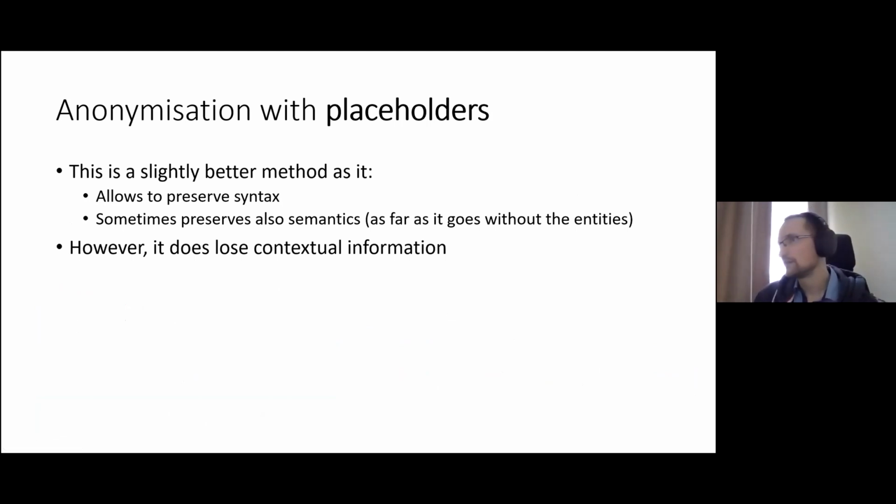So this is a slightly better method than deletion because it allows us to preserve syntax, and it sometimes also allows us to preserve semantics. Although we don't know what was behind those entities, we still can make some sense out of what was there. And in some cases, it's enough in order to achieve good quality results for the downstream tasks, but it does lose some contextual information. So if the entity itself is context informing, so the text, for instance, around the entity depends on the knowledge of what the entity was, then by anonymizing, we are obviously losing that information. So that's missing. But it's a good method, a practical method that is often used as a compromise.